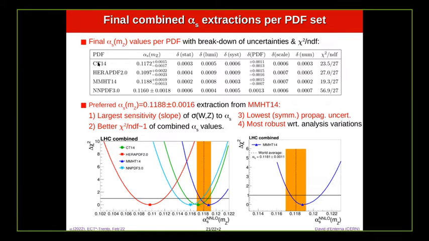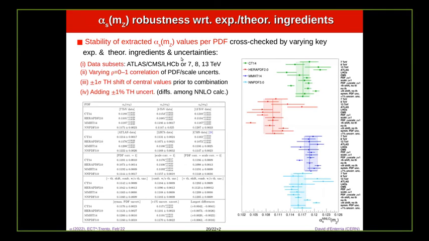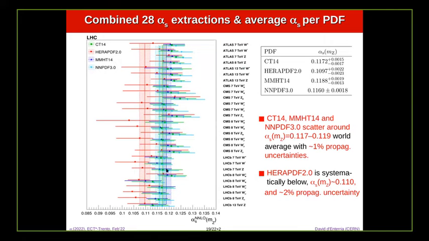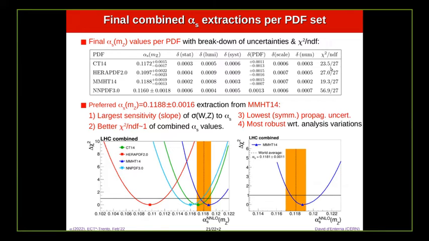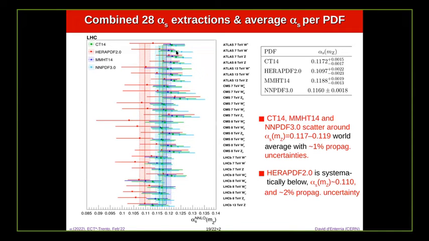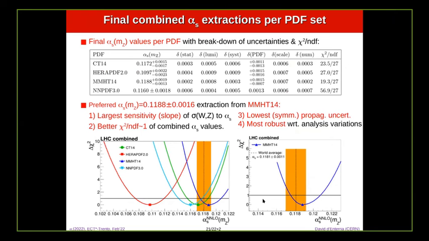So these are the final alpha S values per PDF with a breakdown of the propagated uncertainties, as well as the chi-square per degree of freedom of each one of these 28 individual results with respect to the central value derived. You see that things are around 1 for CT14, HERAPDF, MMHT, but not for NNPDF 3.0. There is some issue here with some outliers. Okay, we can discuss this. You see that the individual values tend to be to the left, whereas the average is to the right. This is because of strong correlations between some results in the case of NNPDF 3.0.